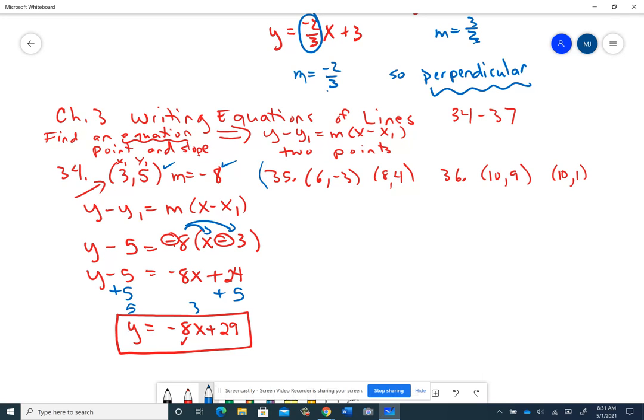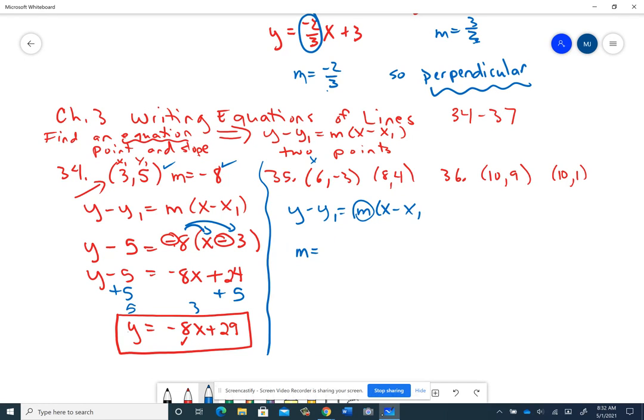All right, now what's happening on 35 and 36 is you just have to find the slope first. They didn't give you the slope. So first thing you're going to do on that, you're going to use that y minus y1. So go ahead and write that down because you know you need that. Then think about how you need the slope. You don't have it. So the first thing you're going to do is work on finding that.